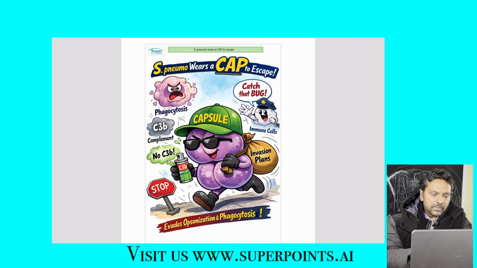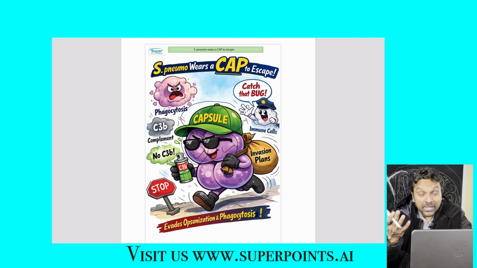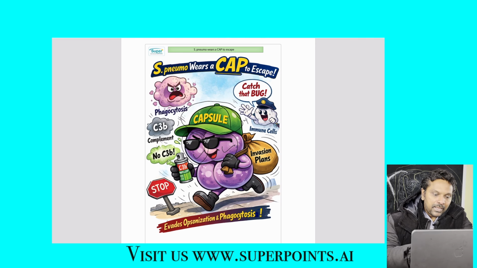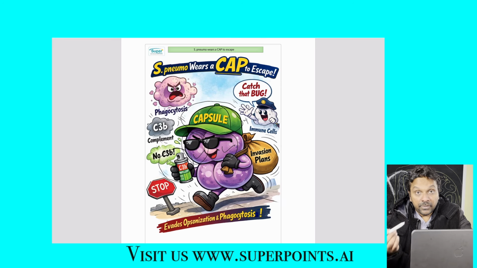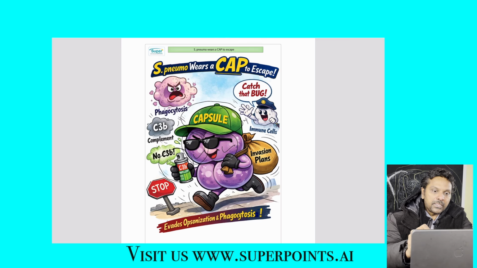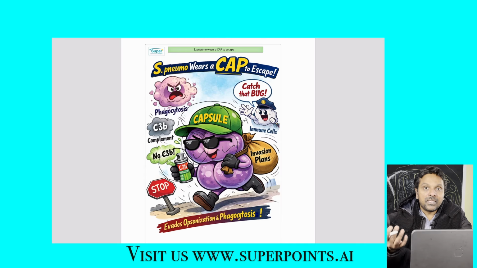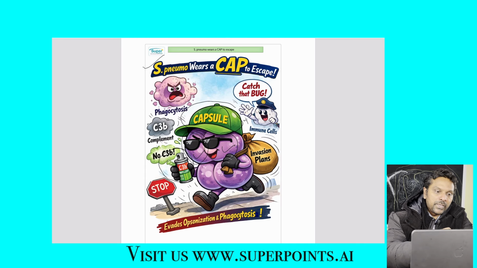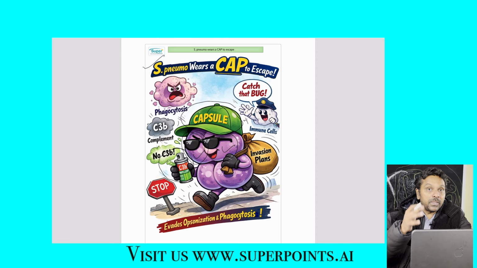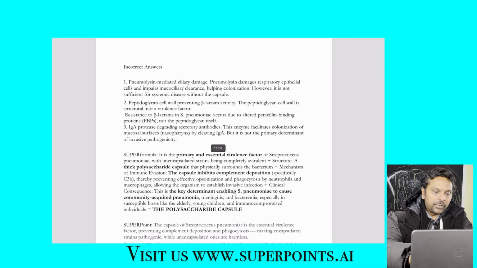So imagine this bacterium like a diplococci here with glasses, and it's wearing a cap. All right, that cap reminds you of the capsule. And then you can put this one, no C3b. It prevents opsonization and phagocytosis. So imagine like a thug or a thief. Streptococcus pneumoniae wears a cap to escape. So this visual mnemonic helped me a lot, and you can use this if it is helpful to you.